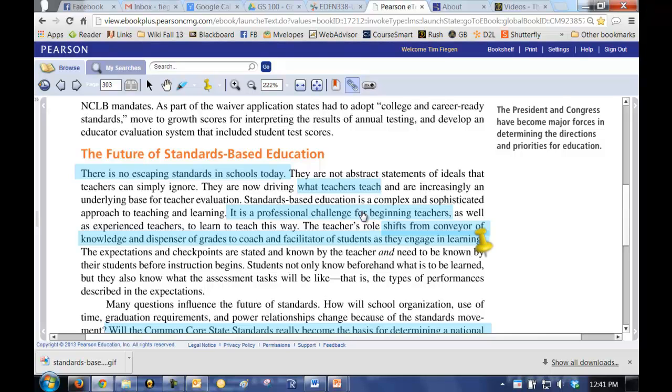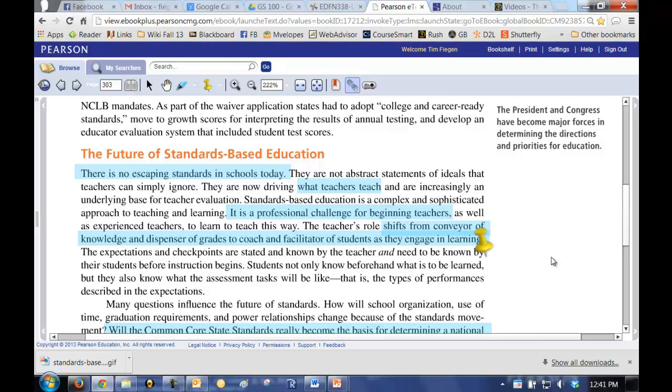Standards-based education is a complex and sophisticated approach to teaching and learning. It's a professional challenge, right here where the cursor is. It's a professional challenge for beginning teachers as well as experienced teachers to learn to teach this way. In other words, what's this way? Teach to the test. Because it's coming, baby. The test is coming.